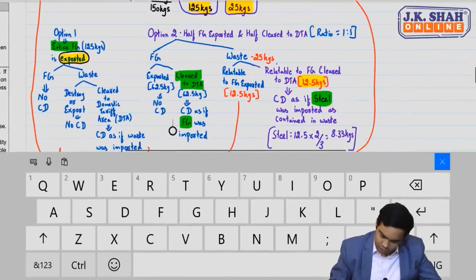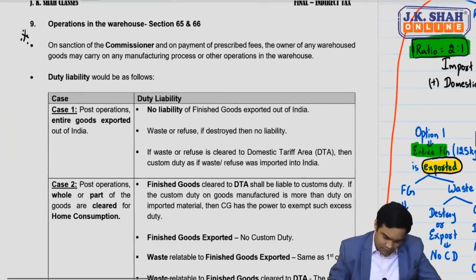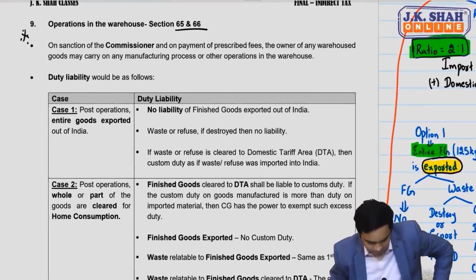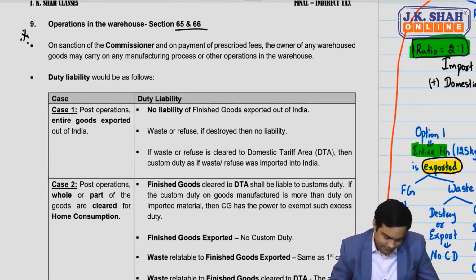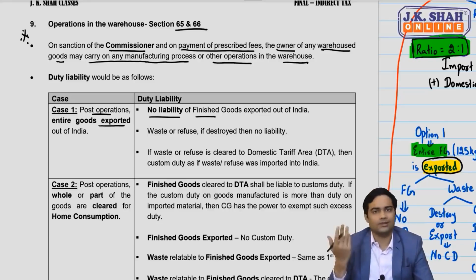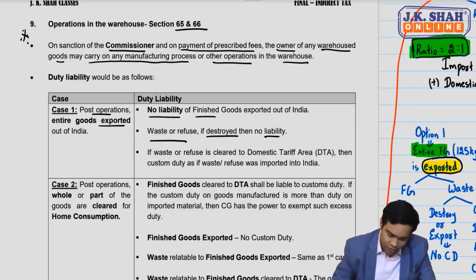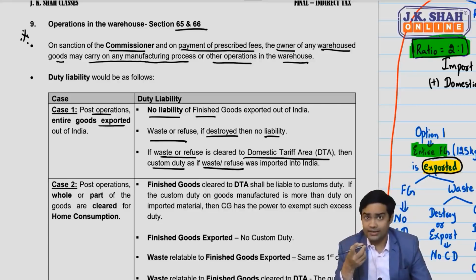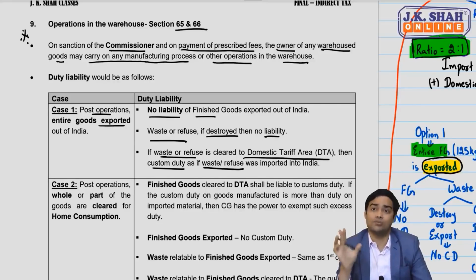Now, what I want you to do is come to this page where section 66 and 65 is there, operation in a warehouse. Let's have a look at the provisions. On sanction of the commissioner and on payment of prescribed fees, the owner of any warehouse goods may carry out any manufacturing process or other operations in the warehouse. Let's see duty liability. Post operation, if entire goods are exported out of India, no liability on finished goods because you are exporting entire finished goods. Waste if destroyed, no liability. Waste if cleared to DTA, then custom duty as if waste was imported. This is our advantage. Government is taking custom duty as if waste was imported, not steel.